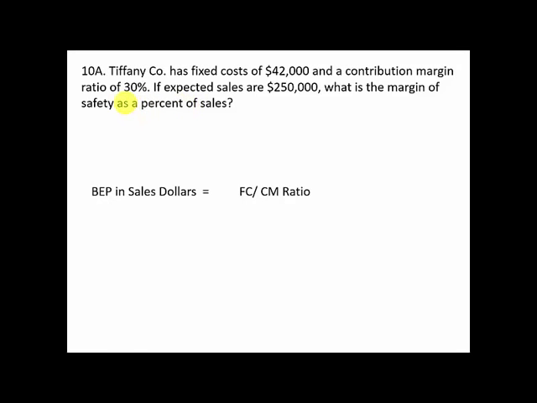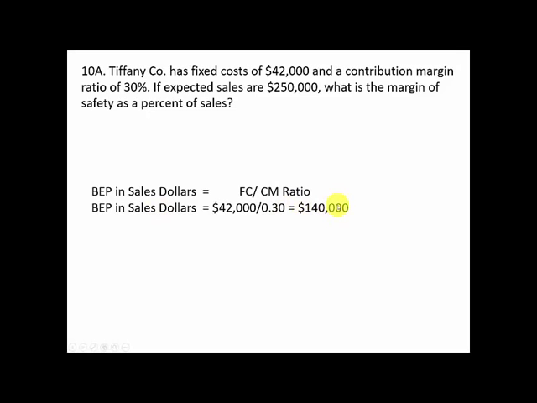Well, first of all, margin of safety is the difference between what you're currently operating at in sales, or what you expect to operate in sales, which is $250,000, and break-even sales. So the first thing you got to do is figure out what break-even sales are in dollars. And the way you do that is you take fixed costs divided by the contribution margin ratio. So the fixed costs in this problem are $42,000. The contribution margin ratio is 30%. So that means that break-even sales are $140,000.